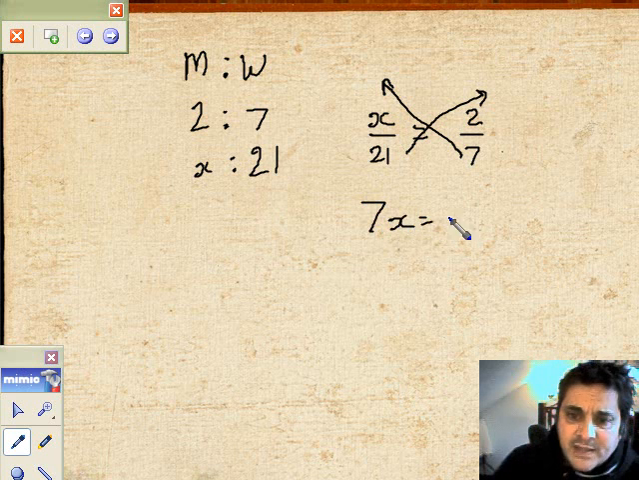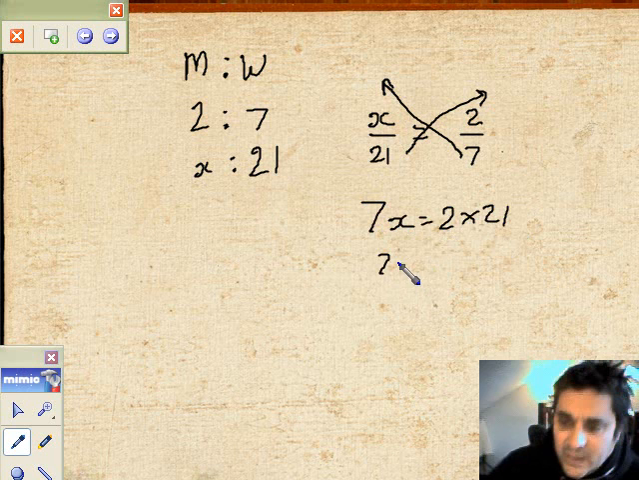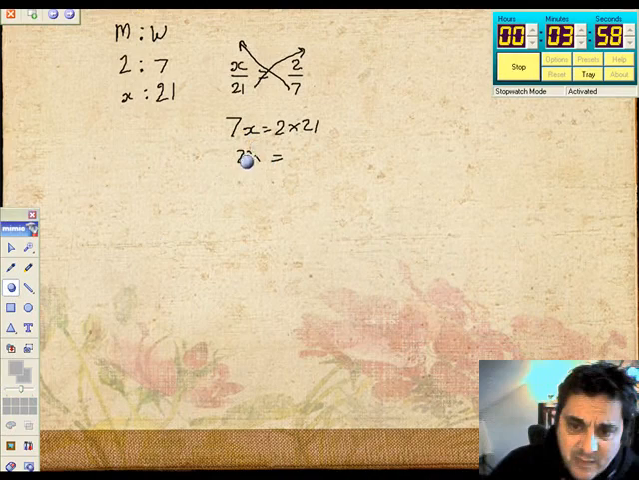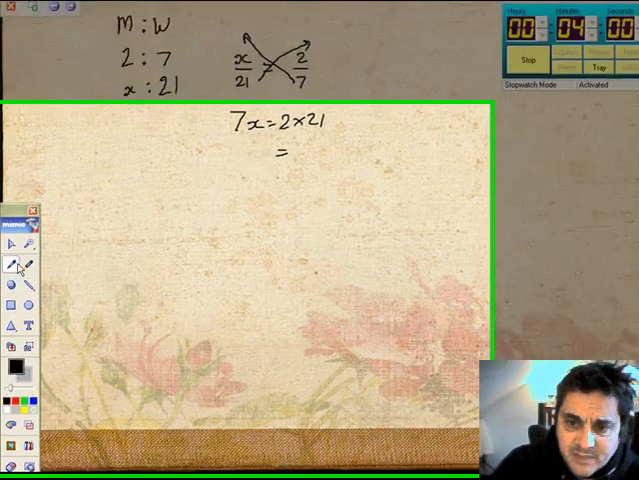So we've got 7 lots of X makes 2 lots of 21. So 7 lots of X. The pen's just died. Let's just rub this out. That did not have to happen. Try it again. 7 lots of X makes 2 lots of 21, which is 42.